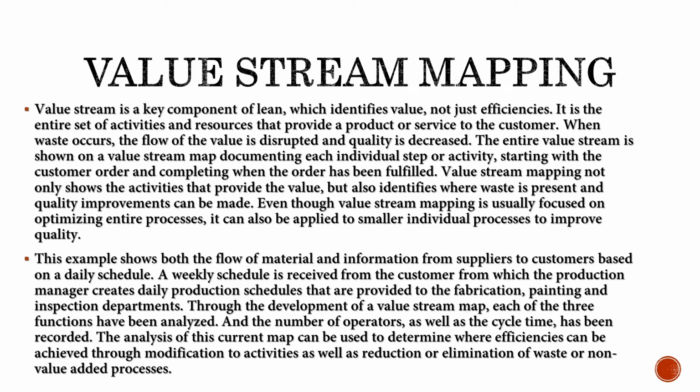Even though value stream mapping is usually focused on optimizing the entire process, it can also be applied to smaller individual processes to improve quality. This example shows both the flow of material and information from suppliers to customer based on a daily schedule. A weekly schedule is received from the customer, from which the production manager creates daily production schedules that are provided to the fabrication, painting and inspection departments.